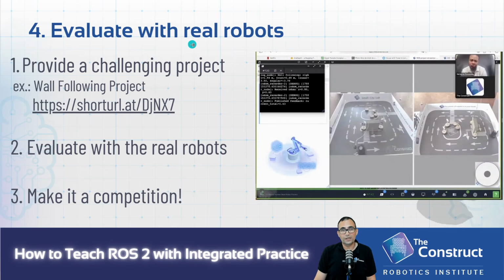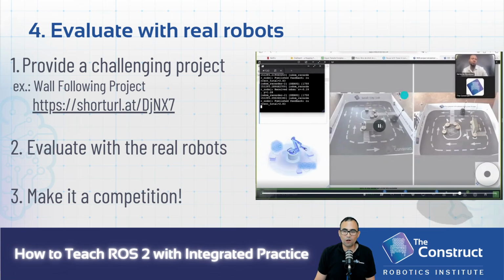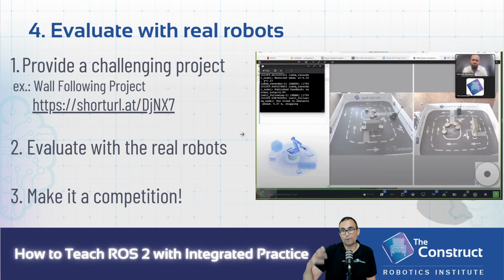Then you evaluate with the real robots. That's the important thing. Do the evaluation not with the simulation, but with the real one. Make them work with the real one. For example, in this case, we have one of our students who is being evaluated on creating a wall-following behavior. He is remote. That is why he's looking here on the Zoom call, and he's controlling the robots remotely. That is one feature that we provide because we are in the cloud.